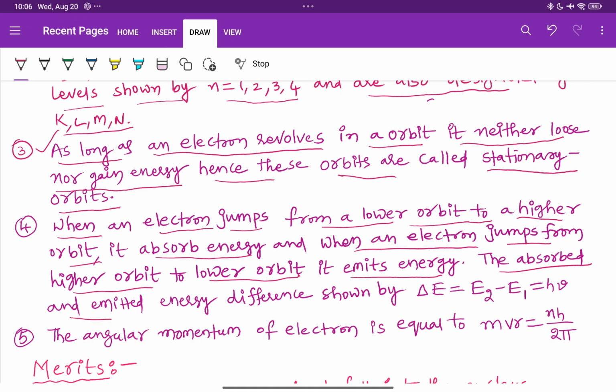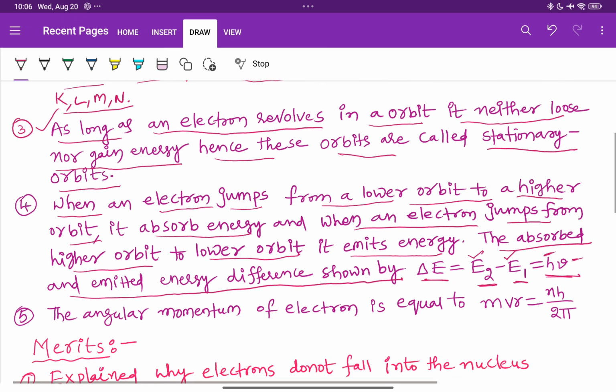These absorbed and emitted energy differences are shown by delta E equal to E2 minus E1 equal to h nu. Here E2 is when the electron is in the excited state, I mean the higher orbit. E1 is when the electron is in the lower orbit, nothing but the lower energy level or ground state. And h is the Planck constant, nu is the frequency.